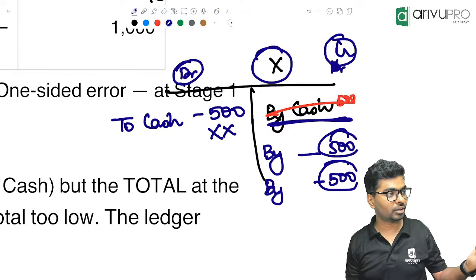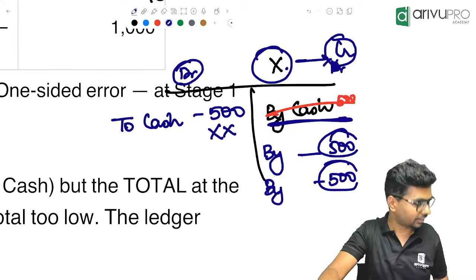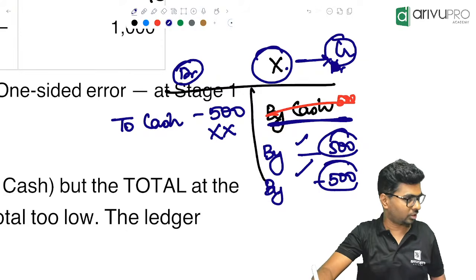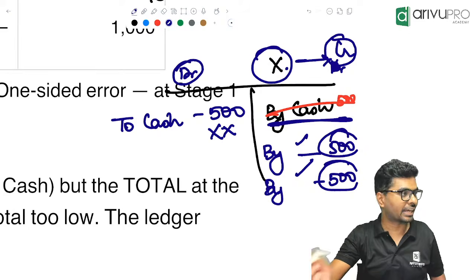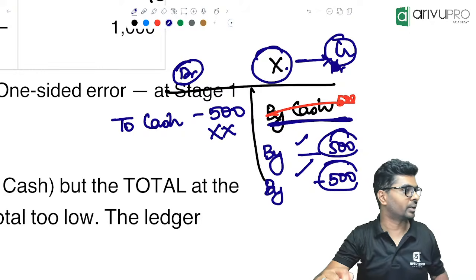The X account should be credited because this is coming on the credit side by twice the amount, because once for cancelling it, once for passing the actual entry. So you'll be crediting it twice.